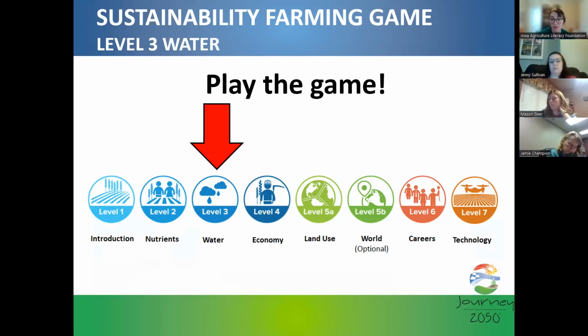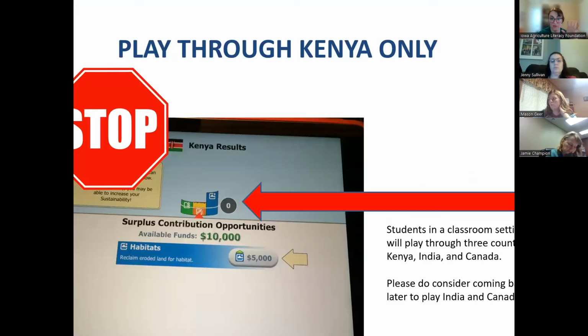Okay, so in this level of the game, you're just going to be making sure that your plants are getting the right amount of water and that your farm is conserving water appropriately. Again, there are 3 countries in this level, but for time's sake, just play through Kenya. If you still have the level 2 part up, you might have to exit out of it and click on level 3. But do go ahead and do that.